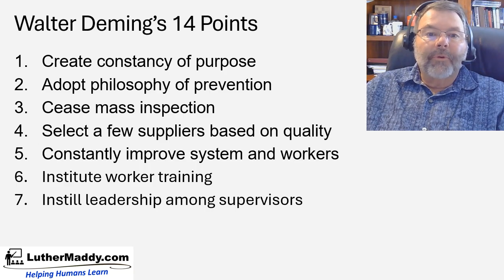Prevent defects before they happen. Number three, cease mass inspection. Like I mentioned earlier, you don't need to inspect everything. Let's use sampling techniques so that we can do this and save time. Select a few suppliers. Number four, based on quality. Number five, constantly improve the system and its workers. Number six, institute worker training. And number seven, instill leadership among supervisors. Empower the supervisors, give them power to make changes when needed.